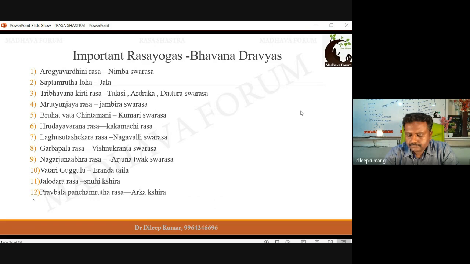Indication is Jirna Vishama Jwara or Purana Jwara. It is very clearly given as Vishama Jwara or Jirna Jwara. So these medicines are not for acute fever. From my clinical experience, Rasayanas will come after acute therapy, then you can go with Rasayanas. So Vasanta Malini is a Rasayana.